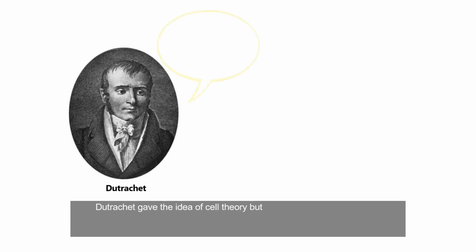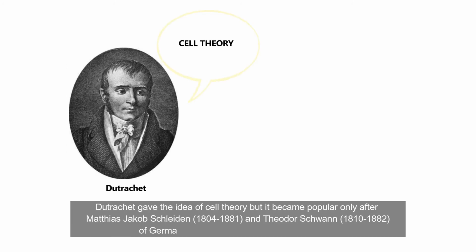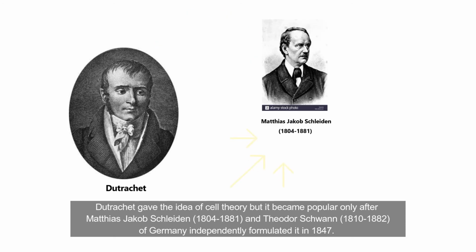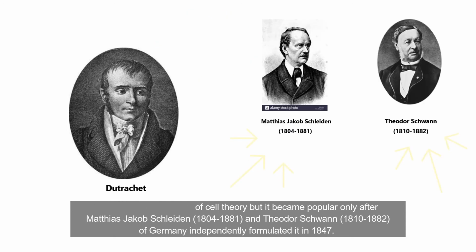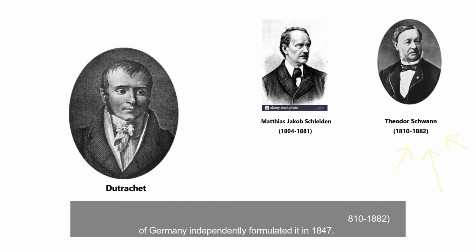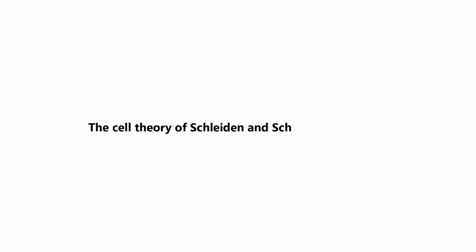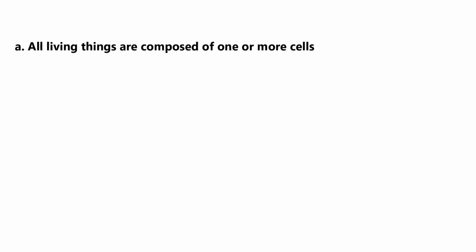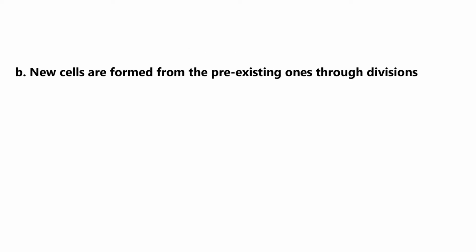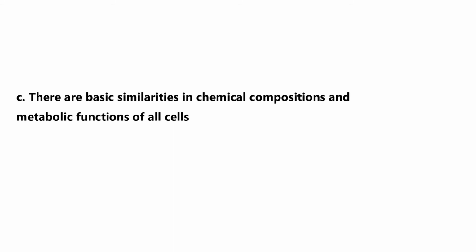De Trachet gave the idea of cell theory, but it became popular only after Matthias Jakob Schleiden and Theodor Schwann of Germany independently formulated it in 1847. The cell theory of Schleiden and Schwann states that all living things are composed of one or more cells. New cells are formed from the pre-existing ones through divisions. There are basic similarities in chemical composition and metabolic functions of all cells.